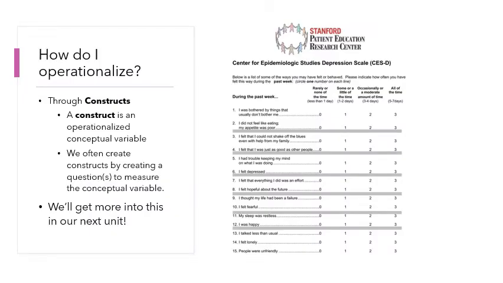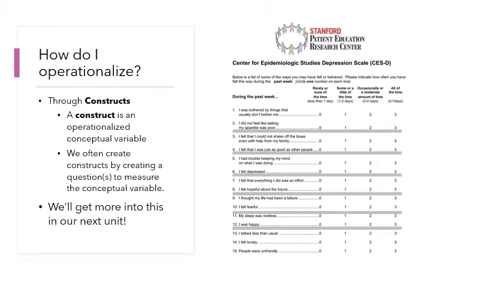So here's an example of what it is. We operationalize them through something called constructs. A construct is an operationalized conceptual variable. We often create constructs by creating a series of questions to measure the conceptual variable. So on the right here is a measure called the Center for Epidemiological Studies Depression Scale. This is a really famous measure that you likely will at some point encounter sometime throughout your psychological career here at CSU.